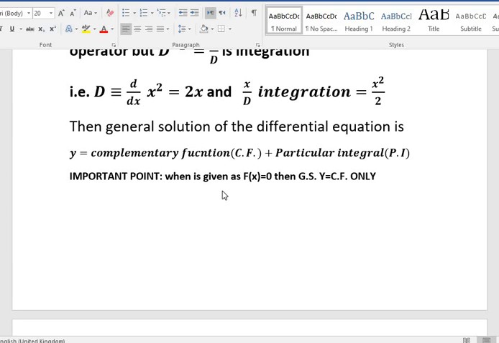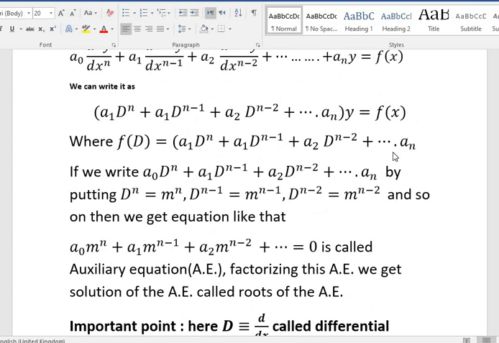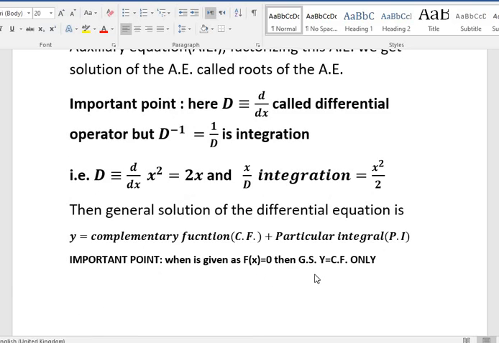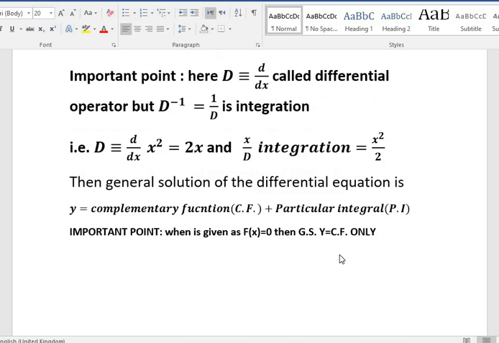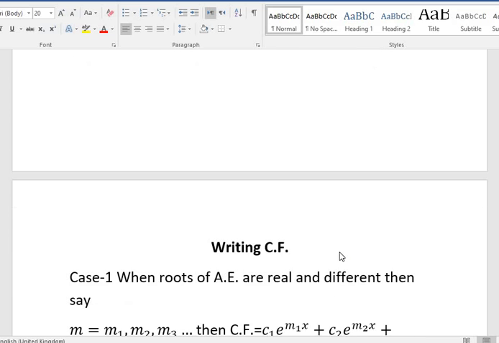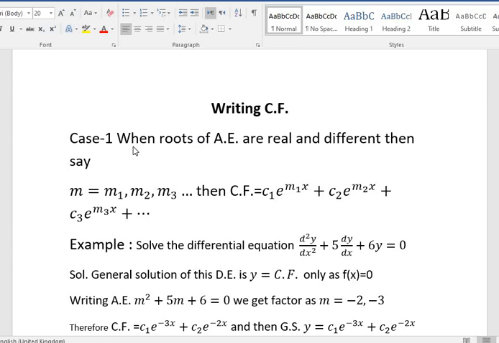Important point: when f(x) is given as 0, the general solution is y equal to only the complementary function. What is the meaning of that? I am going to explain by taking examples. First of all, writing the complementary function, or you can say, how to write complementary functions.